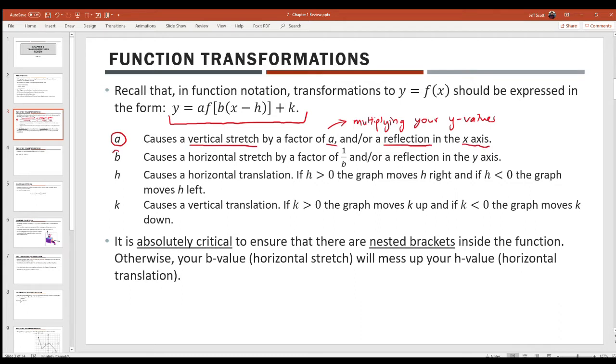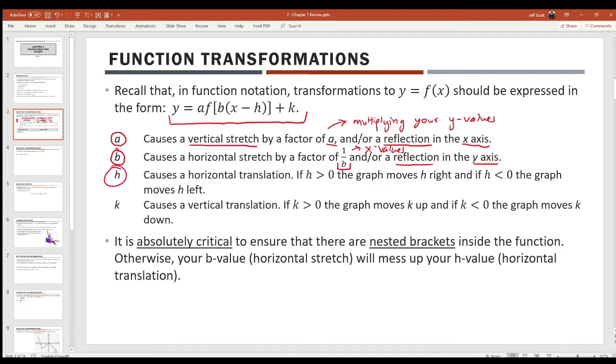The b value, the next number in there, is the strangest one of them all. It's a horizontal stretch, but it's actually by a factor of 1 over b. And just like before, if it was a negative number, you'd have a reflection in your y-axis, or in other words, a horizontal reflection. Now this b value is actually multiplying your x values by that 1 over b. So in other words, every one of your x values is going to be multiplied by 1 over b. So it'll be a horizontal stretch or a horizontal compress if it's going to be making it smaller.